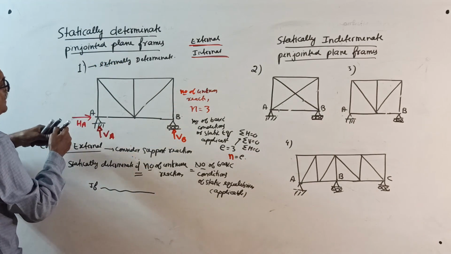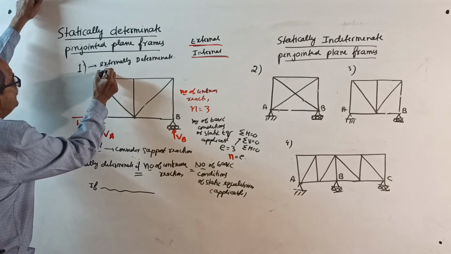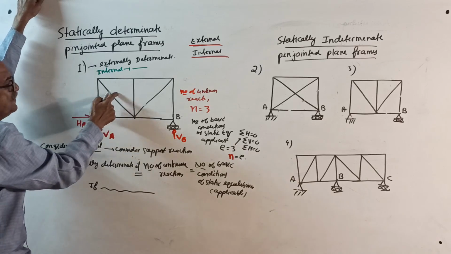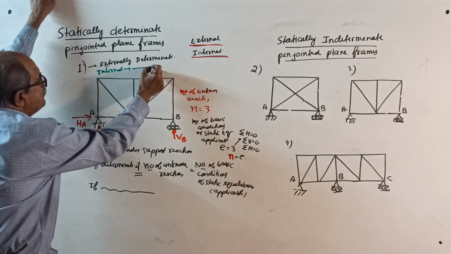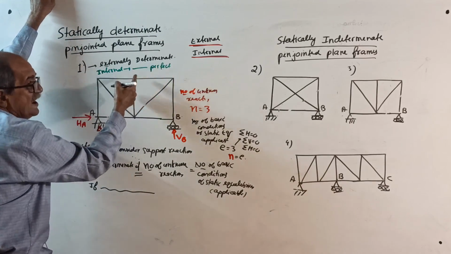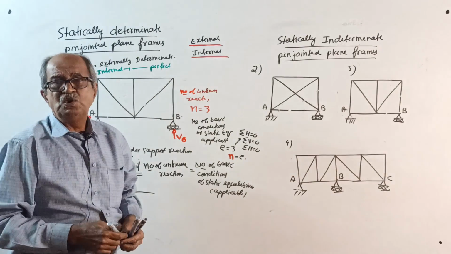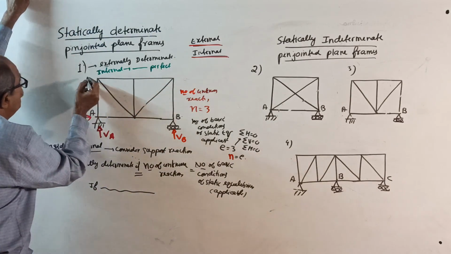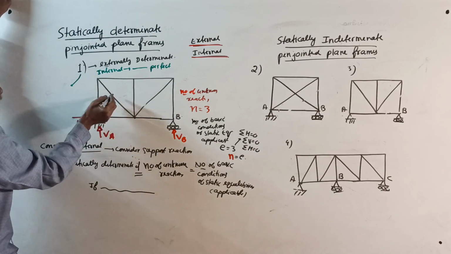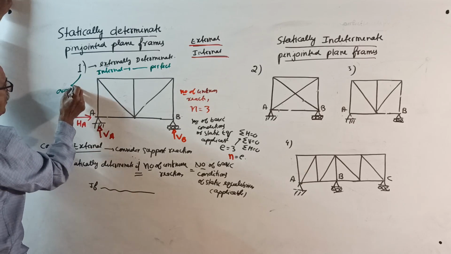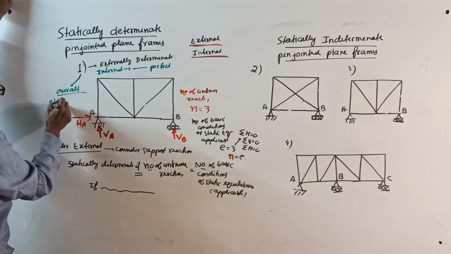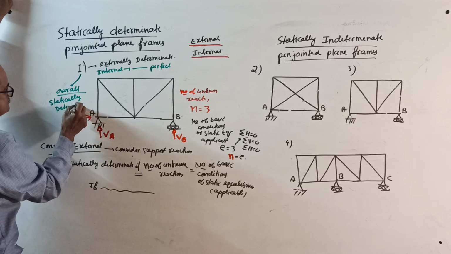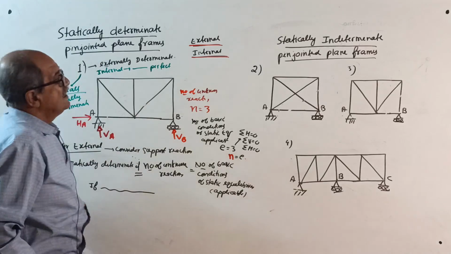So here, make a note. External. Come to internal. See, here, consider internal. You make a note here. This is a perfect frame. It satisfies the equation n equal to 2j minus 3. You write all this. Therefore, internally perfect. Therefore, figure 1 is completely, overall, statically determinate. Okay, sufficient.